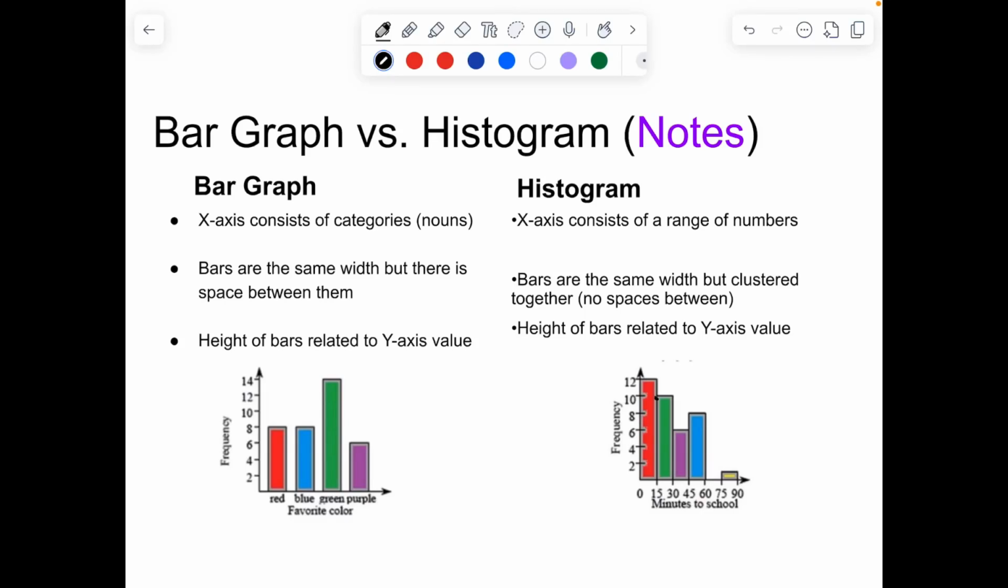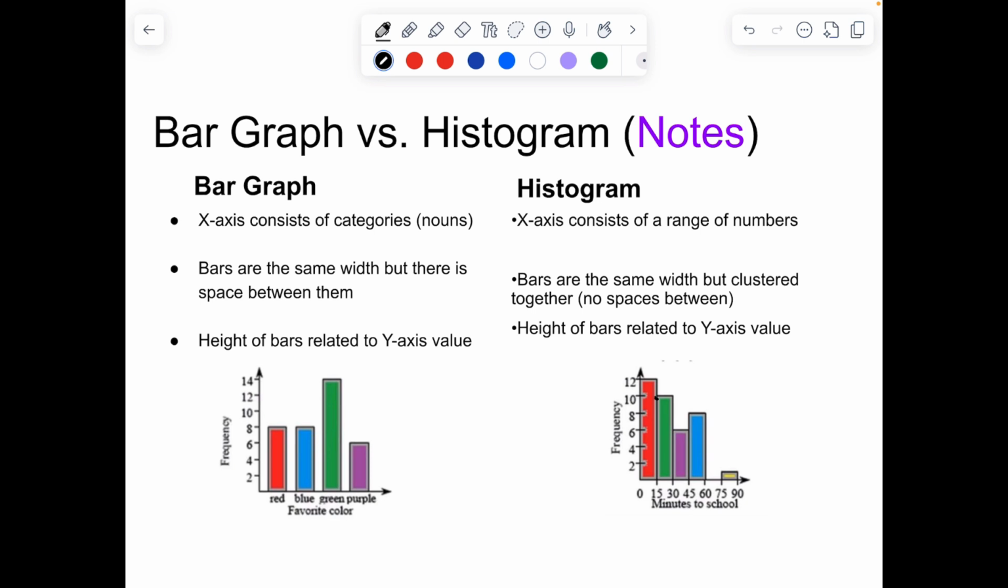In this video, we are going to compare and contrast bar graphs and histograms. Many people use these terms interchangeably, but they are actually very distinct, different types of graphs.